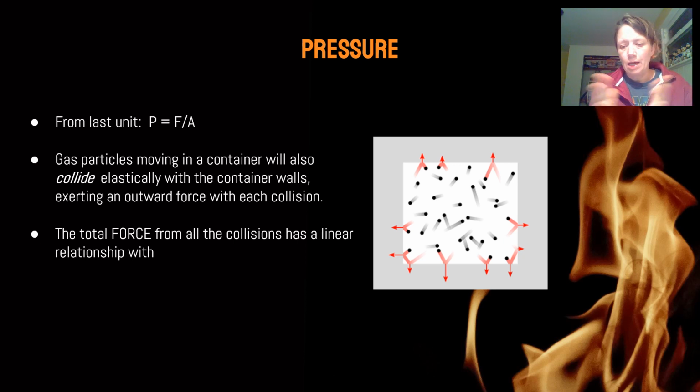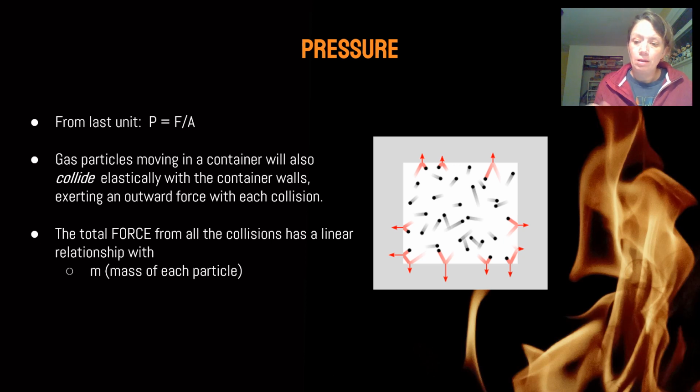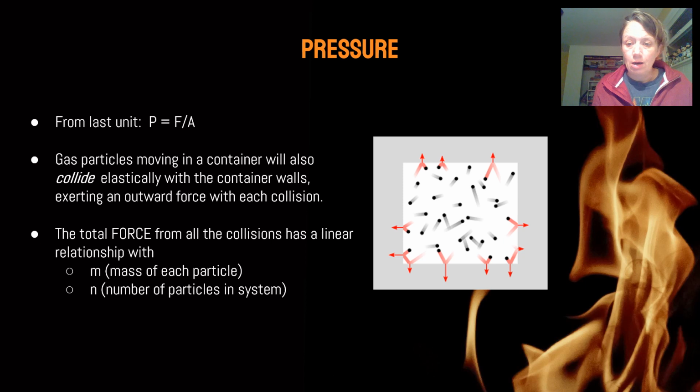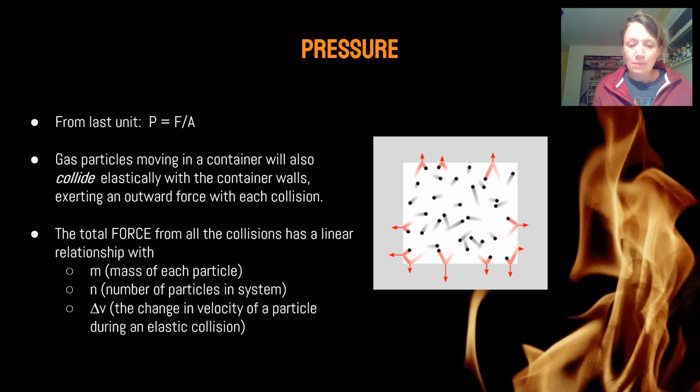And that total force is going to have a relationship with a bunch of the properties of the gas. So for example, there will be more force involved in the collisions if the masses of each particle are higher, right? The heavier the particle, the more force it exerts when it collides. The more particles are in the system, the more collisions are going to happen. That means there's going to be more total force. And then the bigger the change in velocity of a particle during a collision, the more force it's going to exert. I highlighted that little delta.